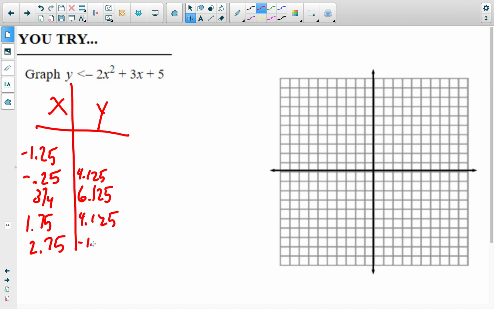4.125 and then negative 1.875. So this one is going to open down. All right, and then let's see. I don't feel like plotting these points.